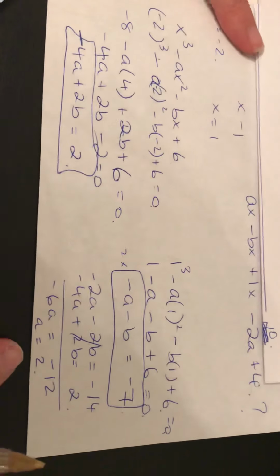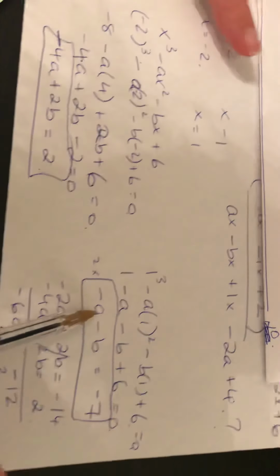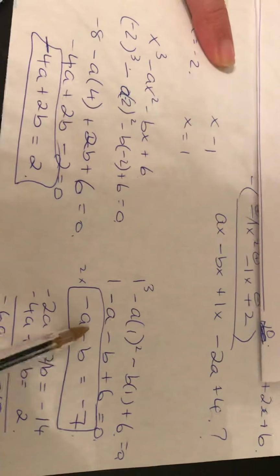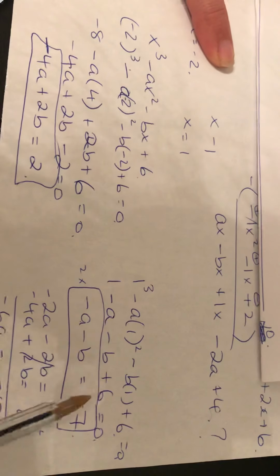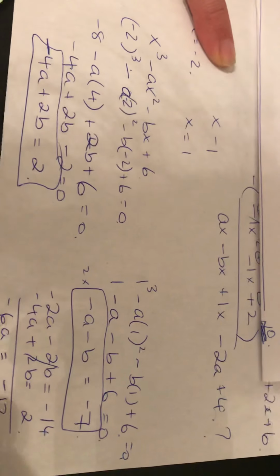If a is equal to 2, then I can look back here. Minus 2 minus b gives me minus 7. So b must be 5.